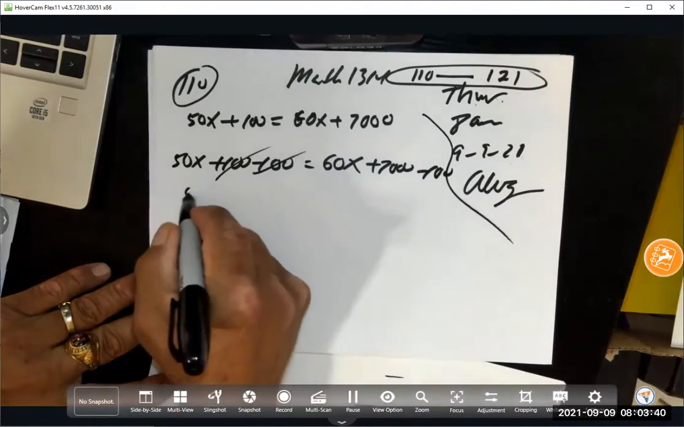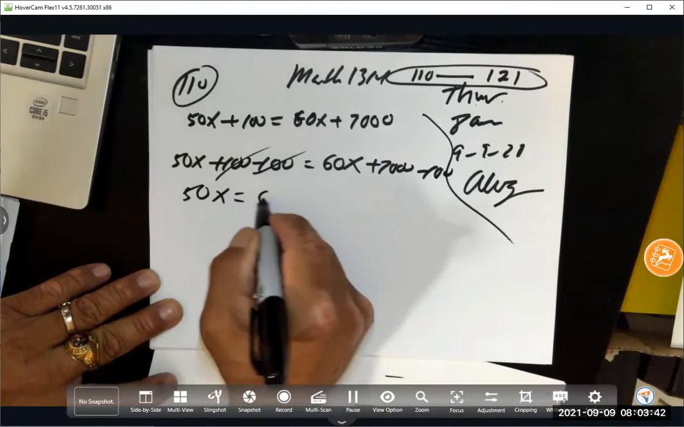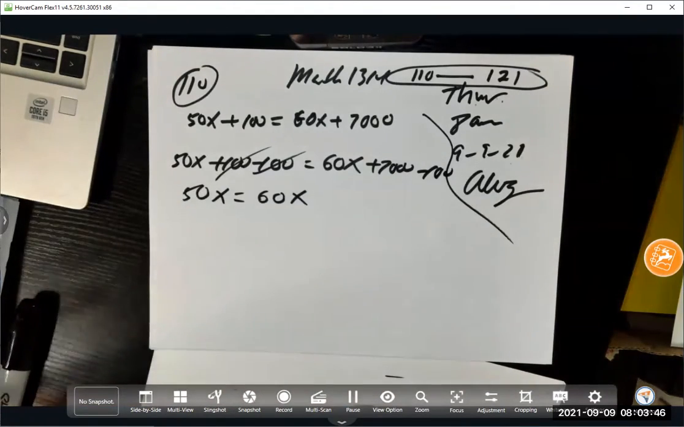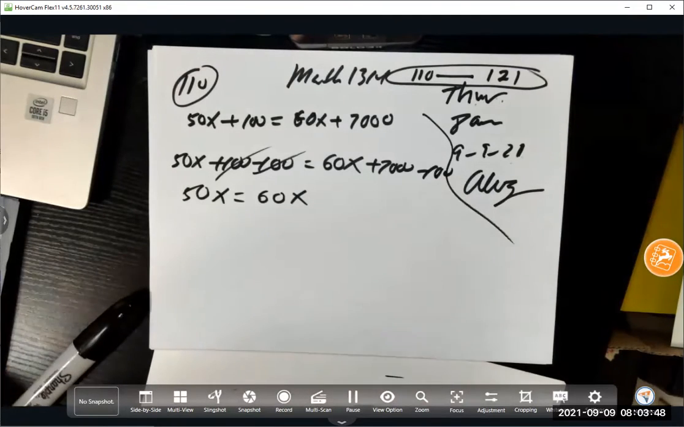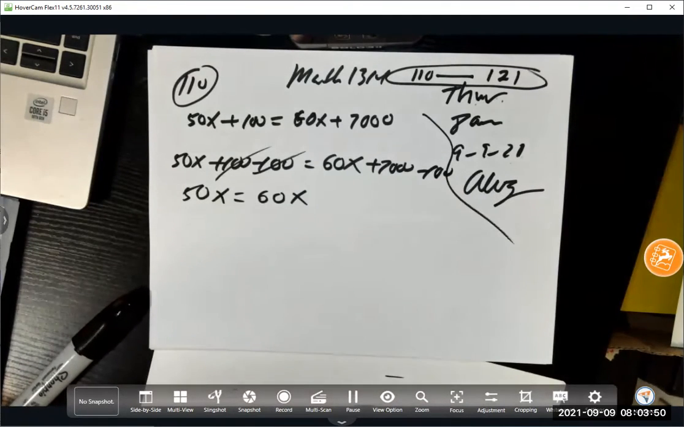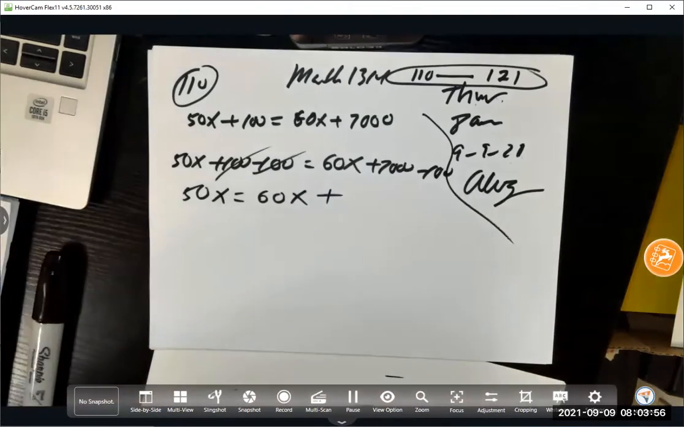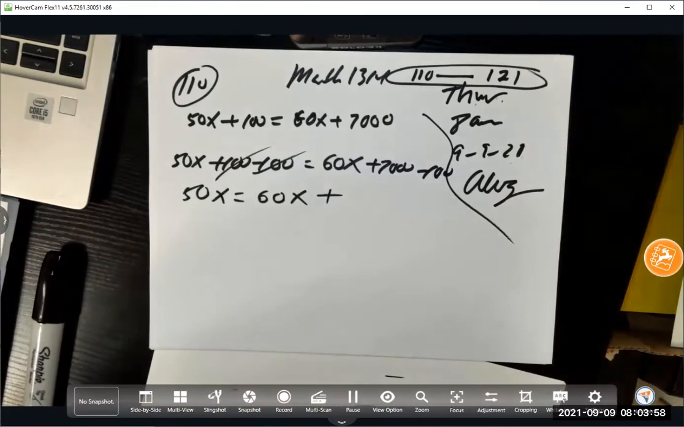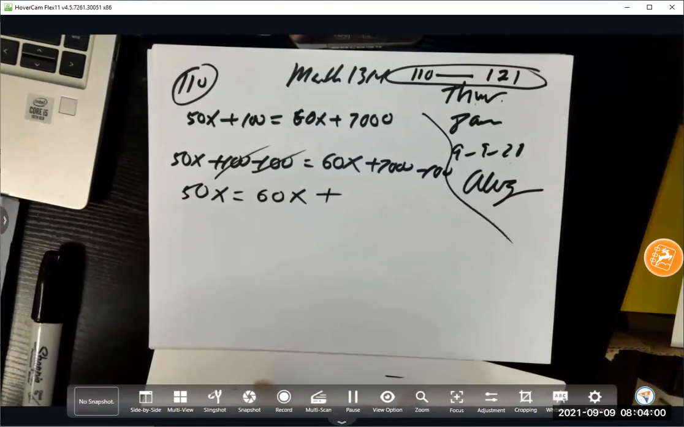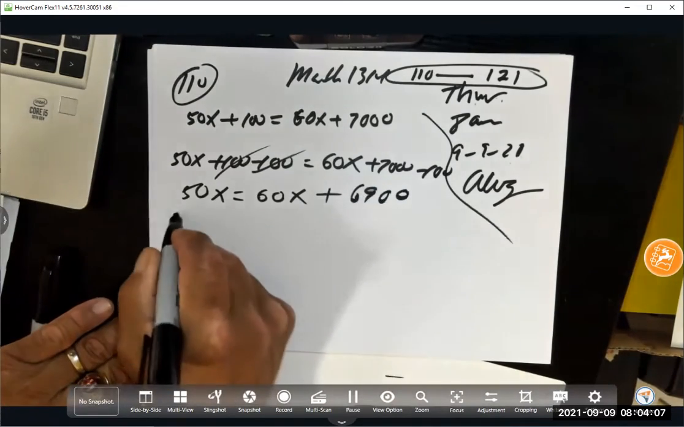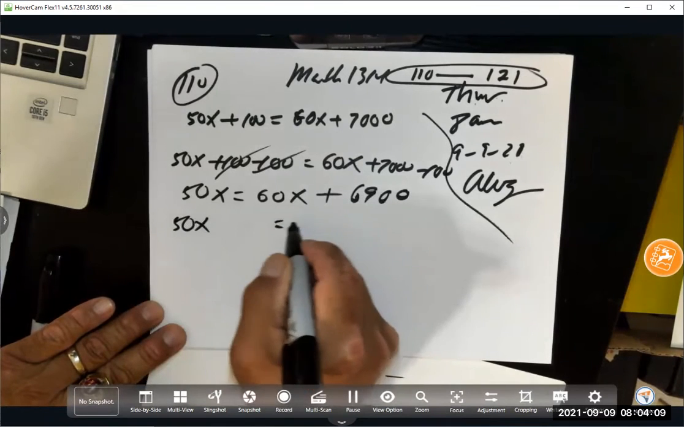So you have 50x equals 60x and, somebody tell me the numbers for that. What is that right there? Doing the calculator, doing the calculator. What is 7,000? Take away 100. What y'all get? 6,900. 6900. Okay, so now 50x.